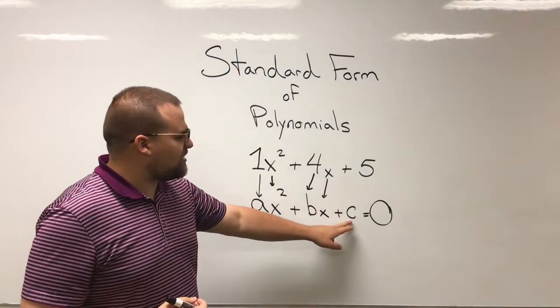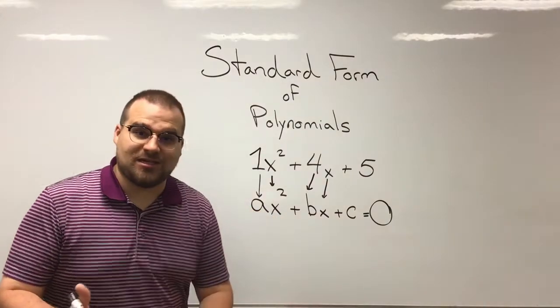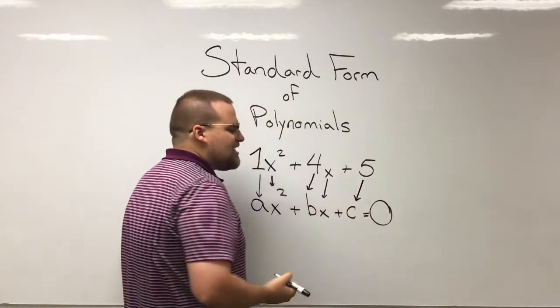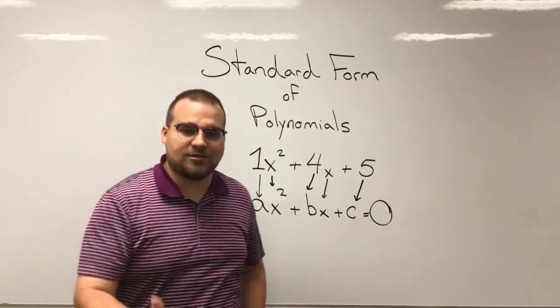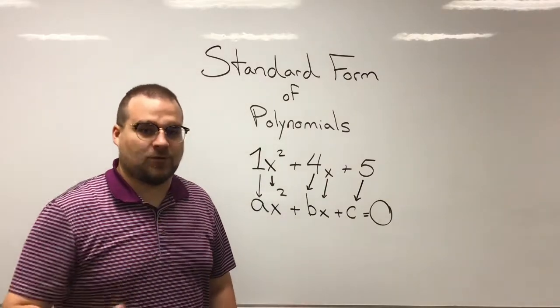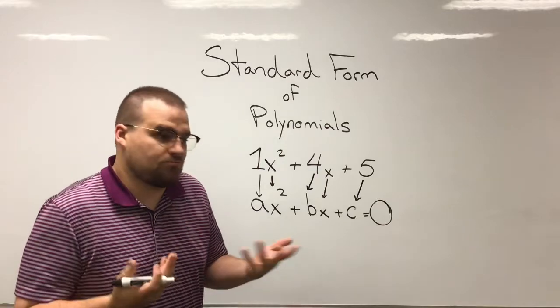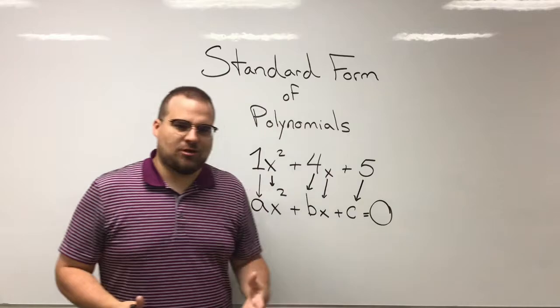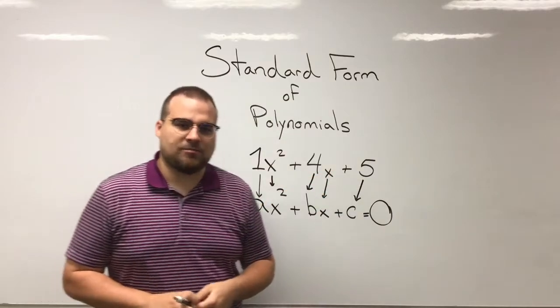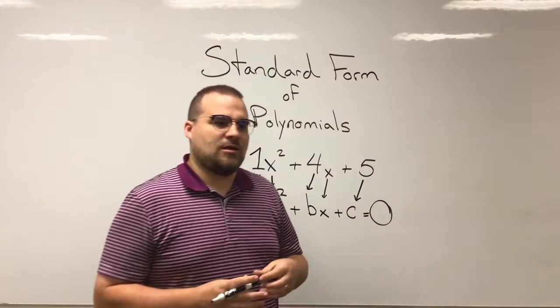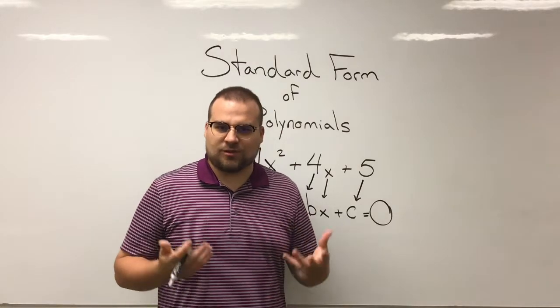Finally, we have this c. You can probably guess what c is. In our example up here at least, it's 5. But c stands for constant. The term without a variable. The number that doesn't change, hence constant, right? Now, this last little part, equals 0. I know that's not something I wrote up here, but in standard form, it is important for us to consider that the polynomial is equivalent to 0.